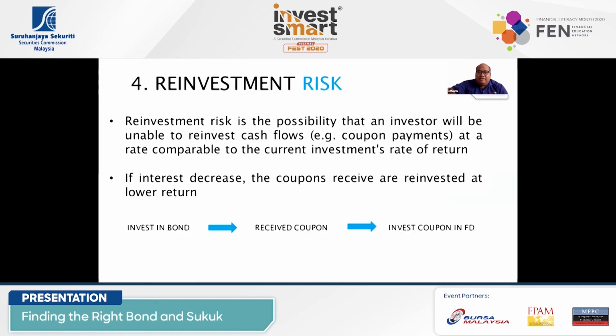And number 4 is reinvestment risk. The idea about reinvestment risk is that if right now I can buy a bond at 5% for 2 years, and then 2 years later the bond matures, and at that time the average interest for the same kind of bond is only 4%, I have a risk of where to put the money back and I cannot get the same amount of return. So this is reinvestment risk.